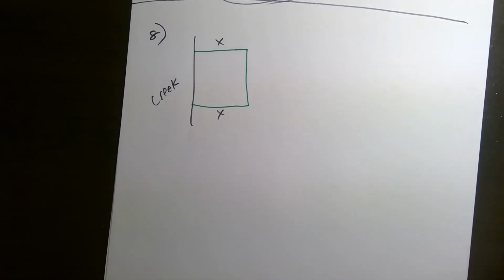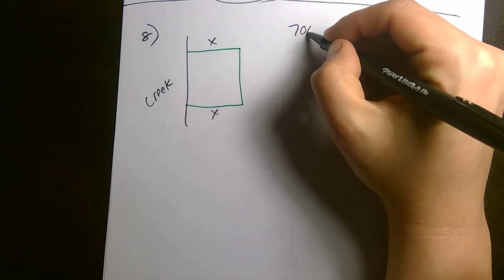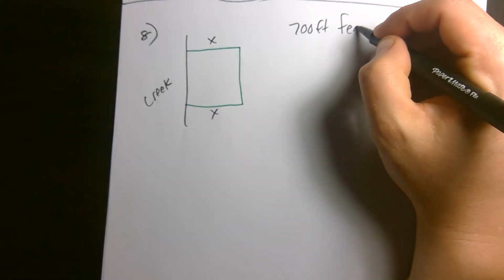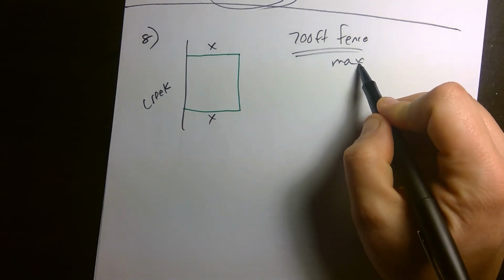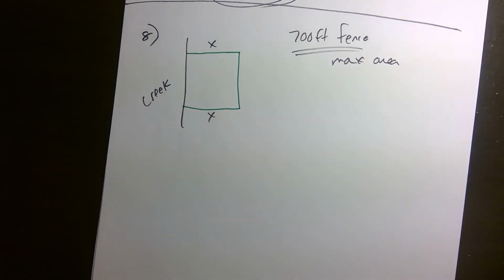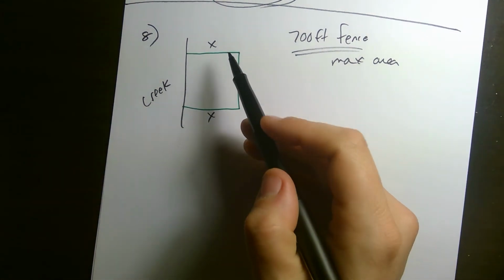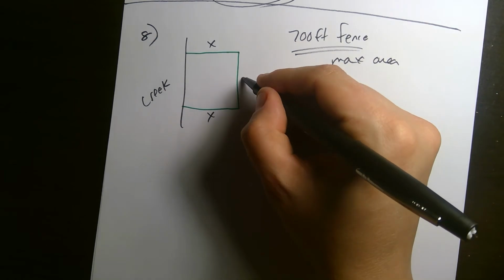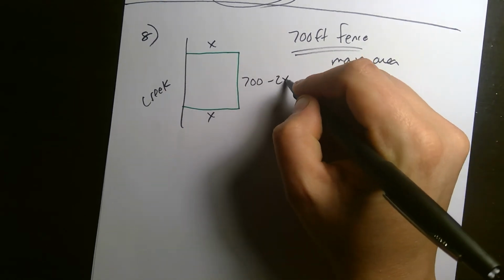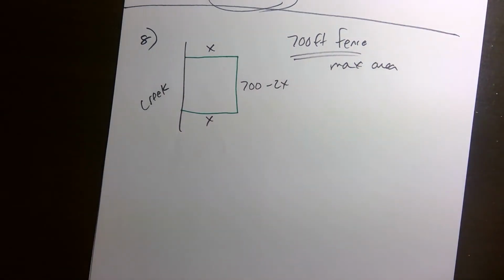Now, here's what's different. In this particular problem, I have 700 feet of fence to work with, and I'm still trying to find the max area. So it's the exact same setup as the last one. It's just a different number. And so what that tells me is if I use X amount of fence here and X amount of fence here, and I have 700 to start with, this side is going to be 700 minus 2X. And I'm going to do the same exact thing.